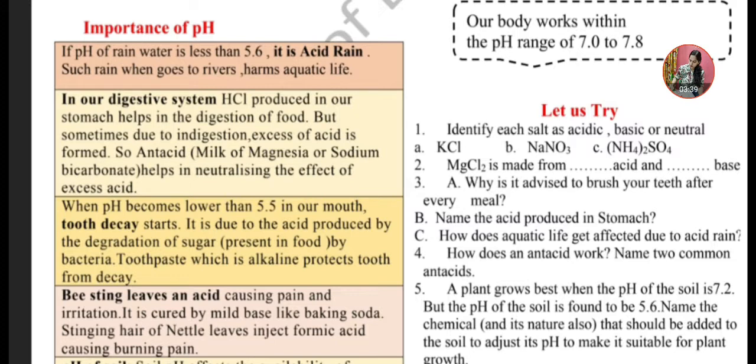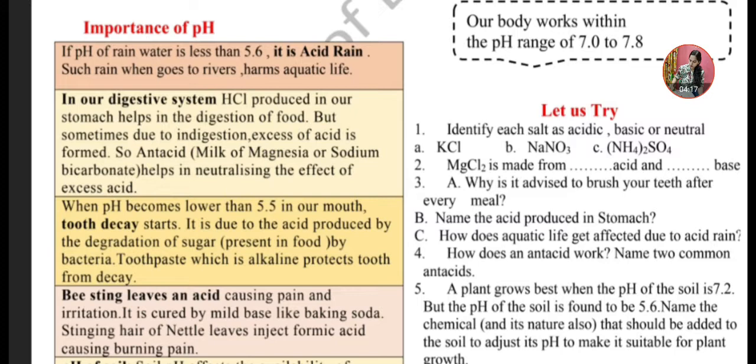Okay, I repeat again. When the pH of the rainwater is less than 5.6, it is acid rain. When it goes to the river, it makes the river water acidic, and due to the acidic water, fishes can't breathe here, they start to die. Next is our digestive system. Students, in our digestive system, hydrochloric acid is produced in our stomach, which helps in digestion, but sometimes due to indigestion, excess hydrochloric acid forms, and we have a problem of acidity.